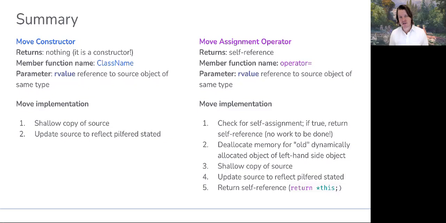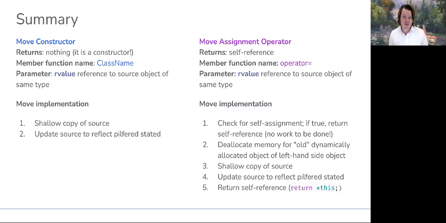Now the move policy for our move assignment operator is going to be first to check for self assignment, for the same reasons that we did so when implementing our copy assignment operator. Next is going to be to deallocate memory for the old dynamically allocated object on the left-hand side of the assignment expression. Now remember that the reason for this is we have the case where both parties involved in the assignment have potential to own their own resources. And since we're transferring the resource from the object on the right-hand side to that on the left, we need to deallocate any old dynamically allocated objects associated with the object on the left-hand side.